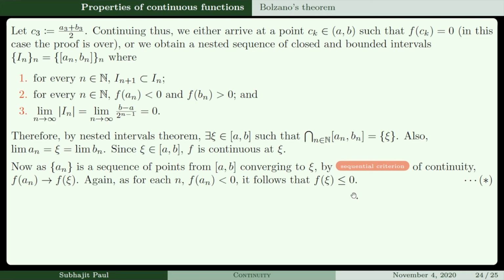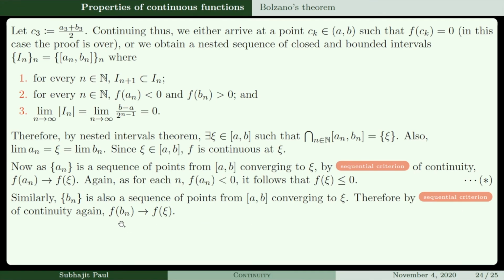Now, the exact opposite thing will happen for the sequence of the right extremities, that is Bn. Bn is also a sequence of points from [a, b] converging to xi. Therefore, by the sequential criterion again, f of Bn converges to f of xi, and since Bn are the right extremities, f of Bn is always positive. Therefore, in the limit, f of xi will be greater than or equal to 0. Now, these two facts are not contradictory. They are supposed to hold simultaneously.